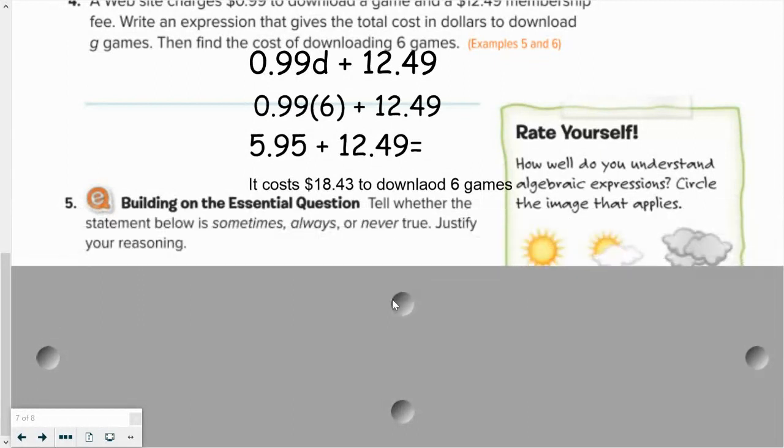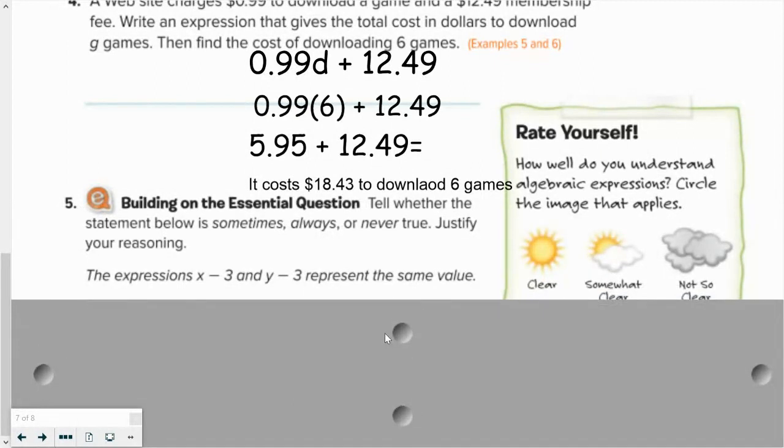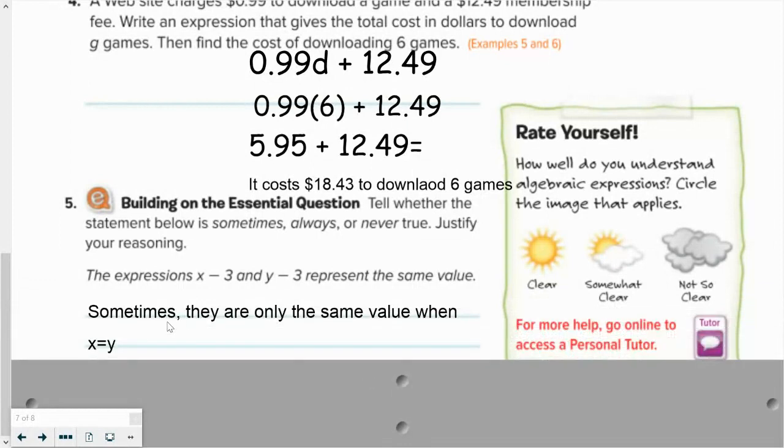All right, let's look at 5. We want to say, is this sometimes, always, or never true? And then we have to justify. That means we have to explain why we feel it is the way it is. So in the expressions x minus 3 and y minus 3, do they represent the same value? Sometimes. The only time that they can be the same is if x and y are actually the same value and they are equal to each other. That is the only time.